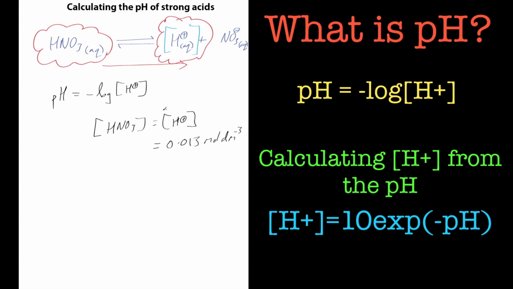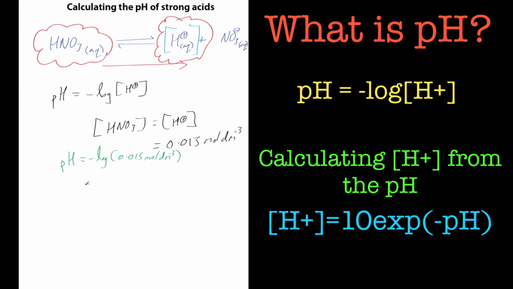Okay, so I'll show you how to do it on a calculator again. We've got this value, so from that value all we've got to do is take the negative log of that value. So pH equals minus the log of our new value there, in brackets, 0.013 moles per decimeter cubed.